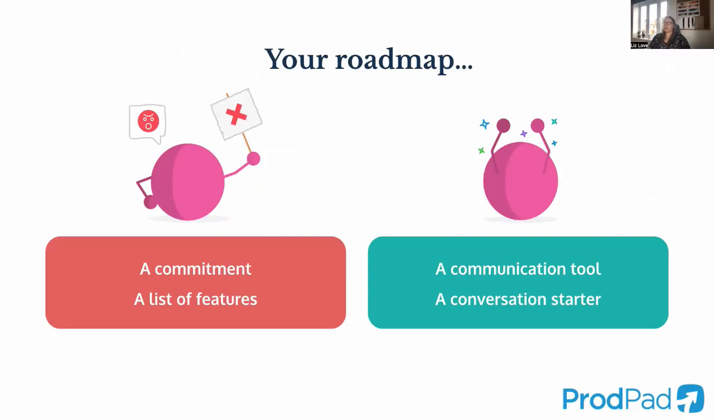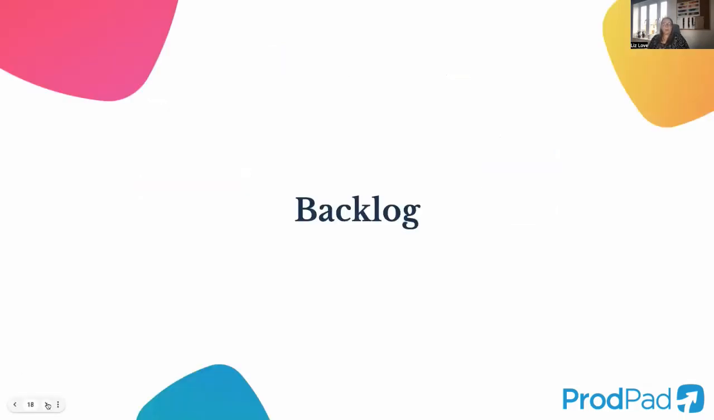So thinking about all of this, our roadmap is very strategic. It's very much focused on problems to solve. It's a communication piece. It's something that you're using to have conversations with people. But when we look at the tactical side of things, this is where we have our backlog. Now, it's different to the roadmap. Our backlog is a list of potential things that we might want to execute.